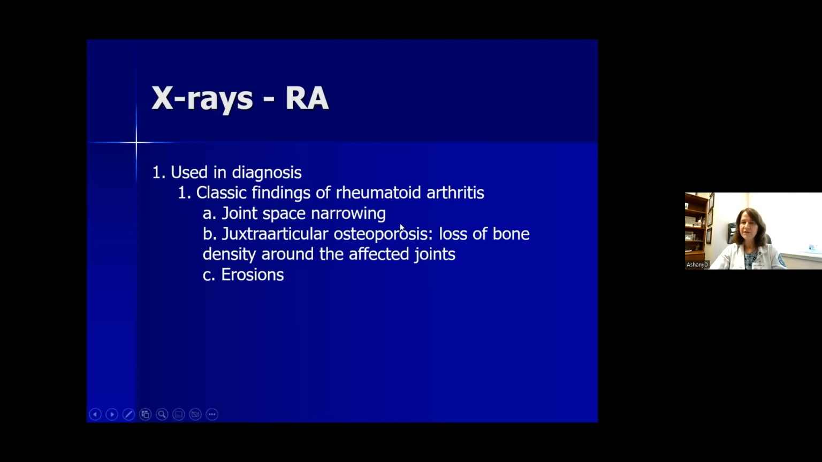So we're looking to see if there's narrowing. Narrowing suggests that some of the cartilage may have been eroded. Sometimes we see some bone loss around the joints, and so we're looking for that. And then as the disease advances, which we're hoping not to have happen because our medications do prevent progression, there are erosions, which means that there might be a tiny little defect in the bone surrounding the joint.